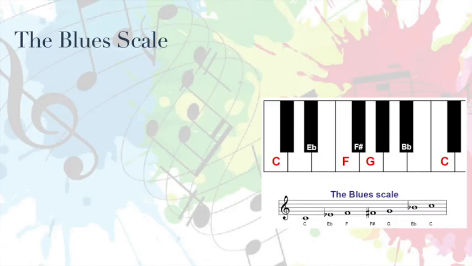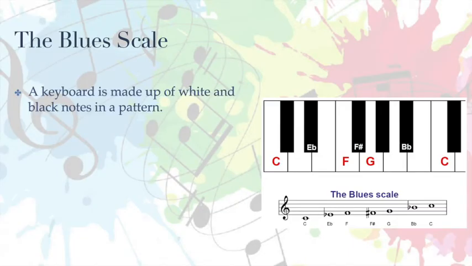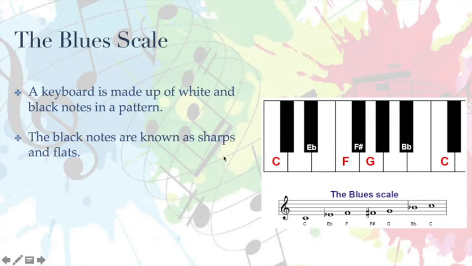Blues scale. A keyboard is made up of white and black notes in a pattern. You can see on our keyboard to the right here, we have white notes and we also have black notes. The black notes are known as sharps and flats, and you can see that there is a pattern that goes with your black notes. We have 2, 3, then it'll go 2 again, then 3 again, up the keyboard, and it continues like that from the bottom of the keyboard all the way up to the top.